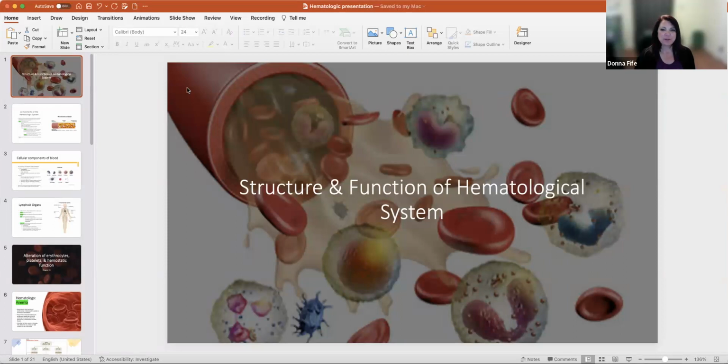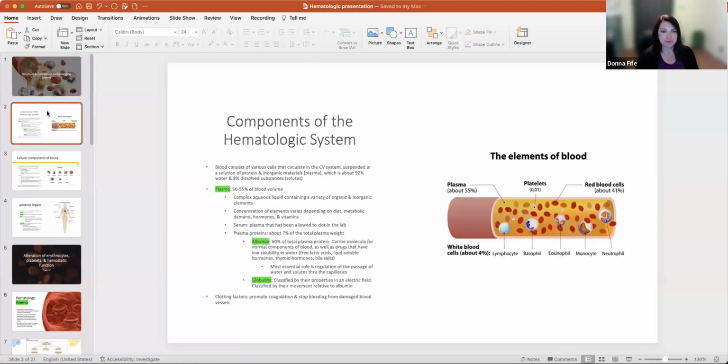I'm going to go over structure and function of the hematological system. Now let's look at the components of the hematological system. Blood consists of various cells that circulate in the cardiovascular system, and these are suspended in a solution of protein and inorganic materials known as plasma, which is about 92% water and 8% dissolved substances or solutes.